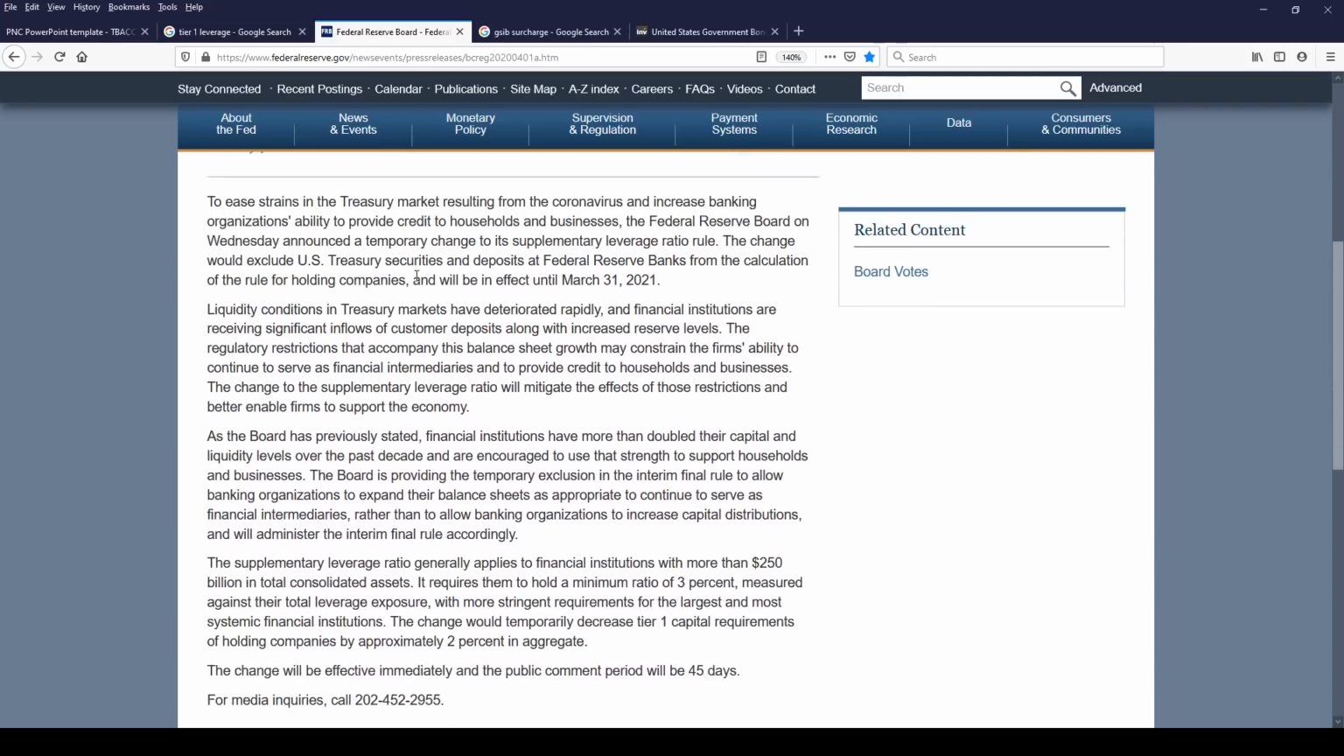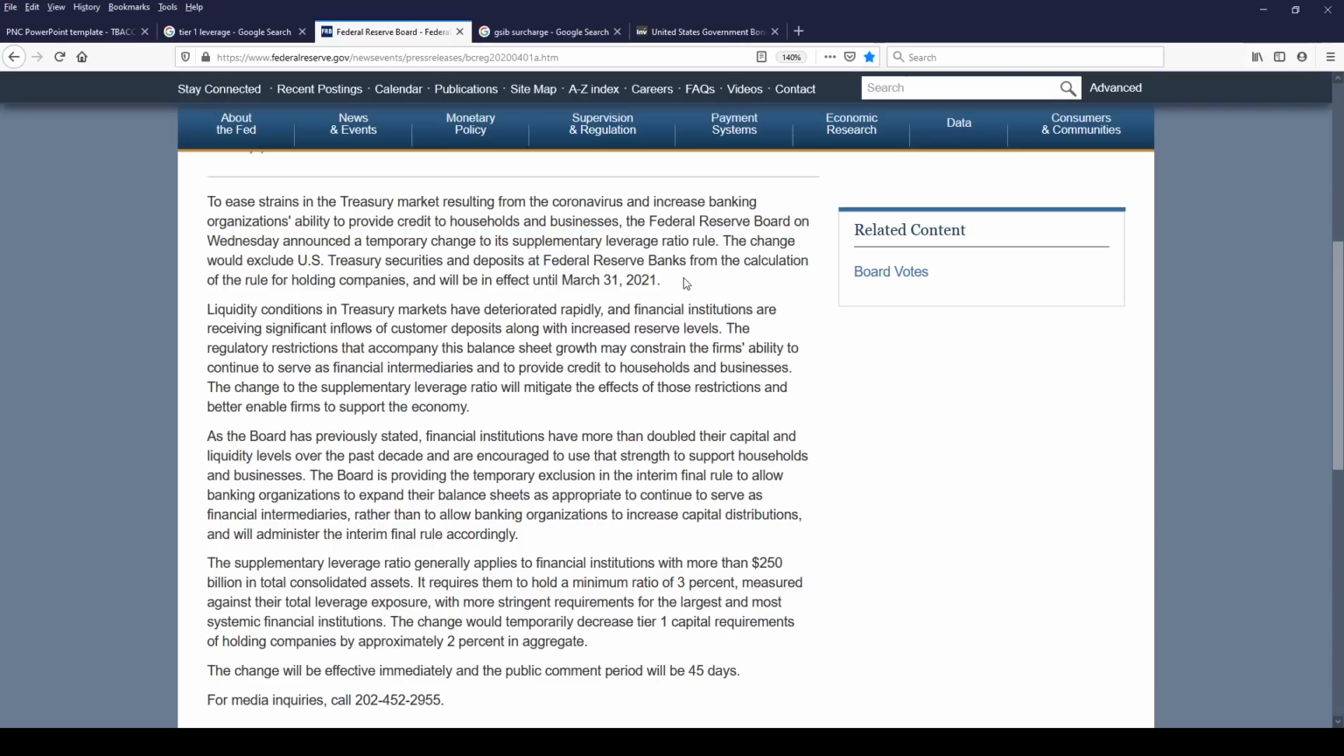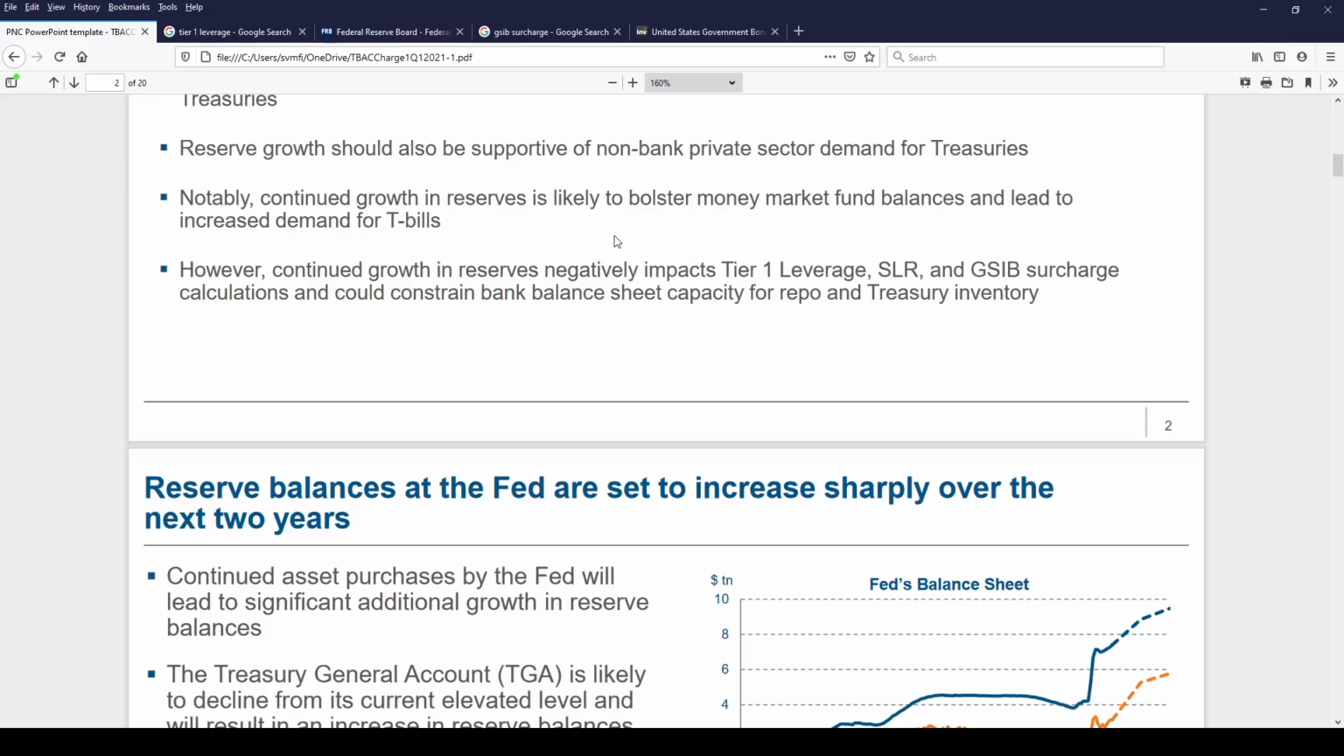So we look through here, and on Wednesday, they announced a temporary change to the SLR rule. The change would exclude U.S. Treasury securities and deposits at Federal Reserve banks, which is reserve assets, from the calculation of the rule for holding companies and will be in effect until March 31st, 2021. Keep in mind when this is. So what this means is when this rule goes away, you can expect it's going to reduce credit to households and businesses, perhaps at a very bad time.